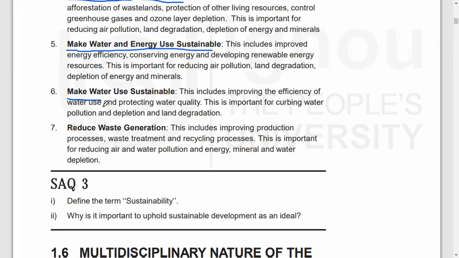Make water use sustainable. This includes improving the efficiency of water use and protecting water quality. This is important for curbing water pollution and depletion and land degradation.